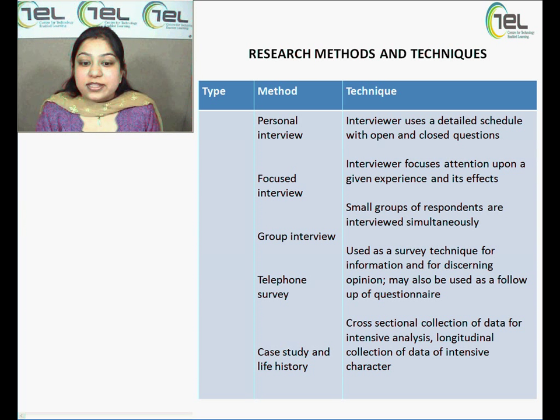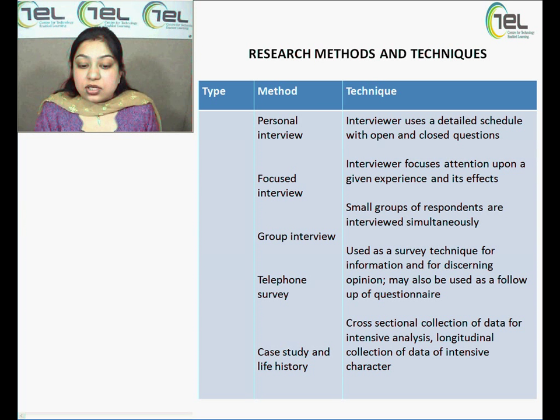Another method is the focused interview. In a focused interview, the interviewer focuses attention upon the given experience and its effects. The next is the group interview, where the researcher tries to seek answers from a particular group and then comes to generalized statements. In this kind of method, the technique followed is the survey method, the opinion method, and may also follow up with a questionnaire.